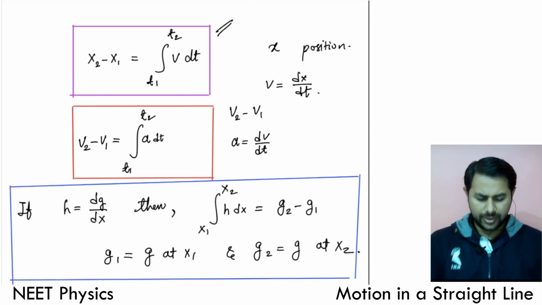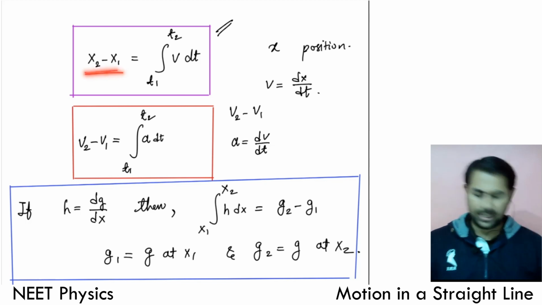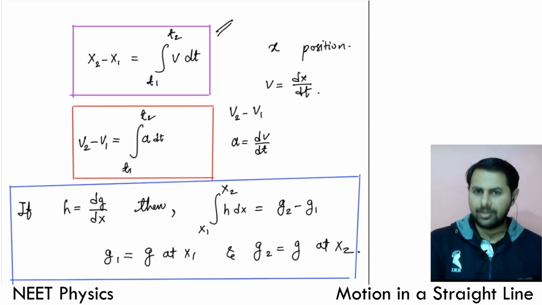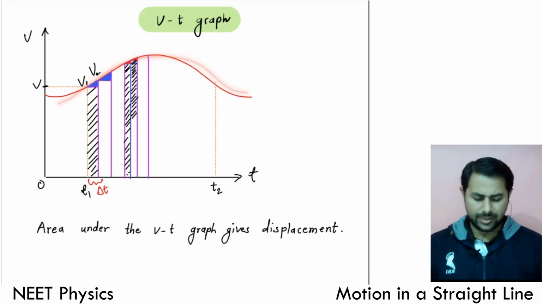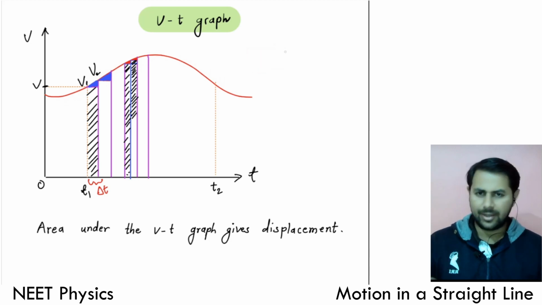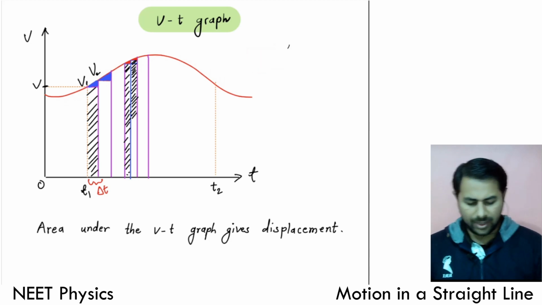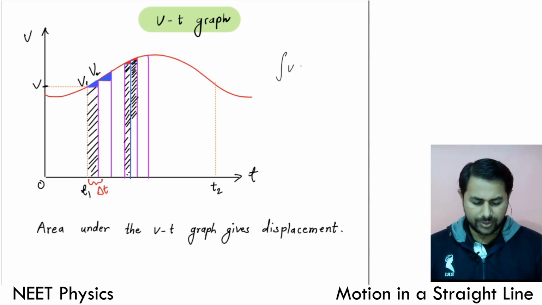So then similarly, x2 minus x1 is the displacement. It's given by the area under the velocity versus time curve, and now we'll remember it like this. If you have a curve something like this, that means v is some function of time. Then how will you find out the area under the curve? To find the area under the curve, you will just integrate this v from t1 to t2.